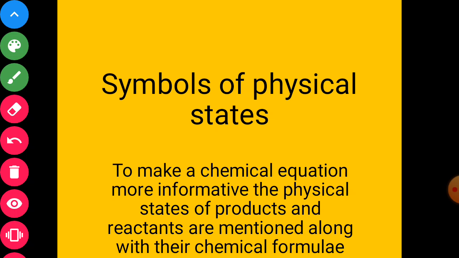Why do we have to mention physical states? For the simple reason, that is, the chemical equation looks more informative. That is the reason why we specify physical conditions of reactants and products in a chemical equation.